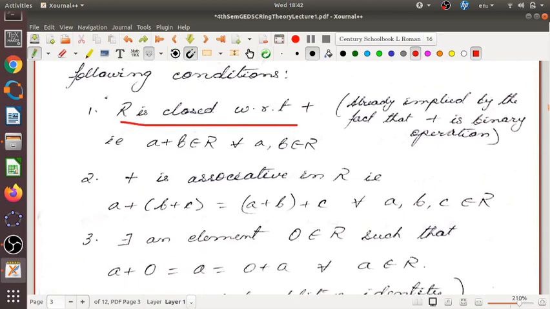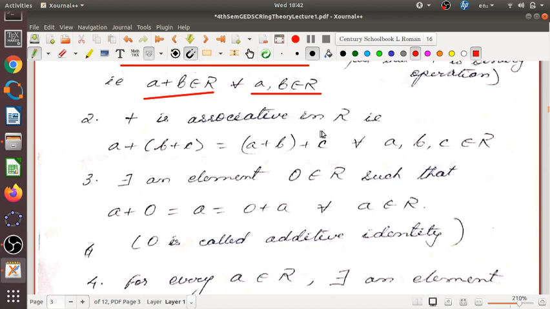R is closed with respect to plus. This we have already stated because we started with the line that R is a non-empty set together with two binary operations. When we say binary operation, it automatically means that R is closed with respect to that. Still we write this as the first point so that we do not miss out. While checking whether a set is a ring or not, we should not miss this very important point. That is why this is listed again. For any two elements in R, the result of A plus B should be an element in R. So R is closed with respect to plus.